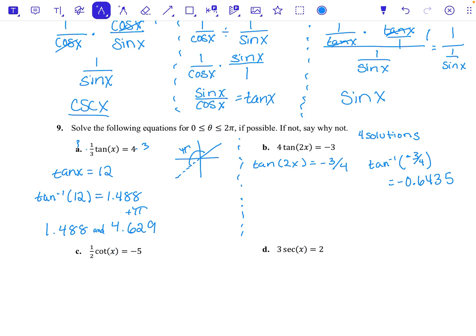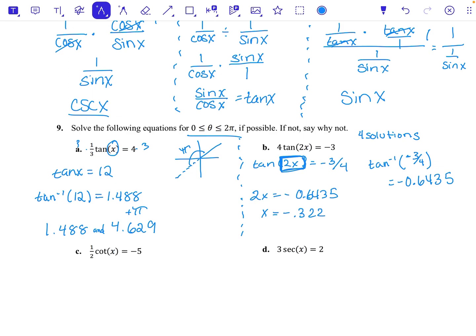Also, this is one of the possible values that would get put in here for this whole sort of 2x value. So 2x could equal that negative 0.6435. But that's not actually what I'm looking for. I'm looking for the value of x. So I would need to take this a step further. Unlike the previous problem where I just had x in there, I need to do this extra step. And so I would divide by 2 and I would get that negative 0.322. But this still isn't in my interval because I'm looking between 0 and 2 pi.